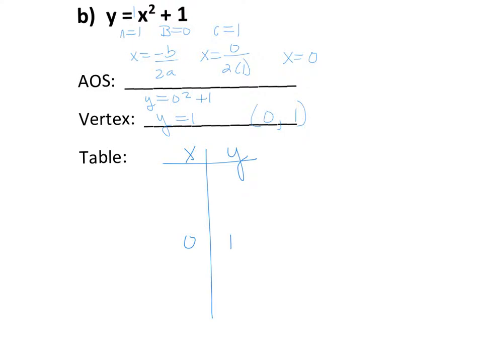Now I'm going to plug in 2 numbers on either side, keeping them the same kind of distance apart. Since I'm at 0, I'm going to go 1, 2, and then negative 1, negative 2. So 1 squared plus 1: 1 squared is 1, plus 1 is 2. And I'm going to have a 2 on the other side. Then we plug in the 2: 2 squared plus 1. 2 squared is 4, plus 1 is 5. So I'm going to put a 5 on either side.